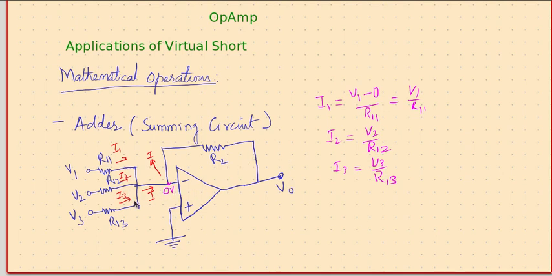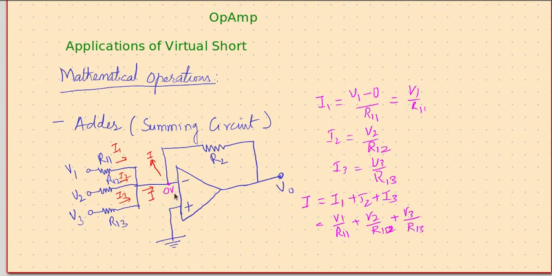And all these three currents sum up at this point due to the basic fundamental law, Kirchhoff's current law. So the three currents sum up at this point and form one current, that is I, which is equal to I1 plus I2 plus I3. So that is V1 by R11 plus V2 by R12 plus V3 by R13.